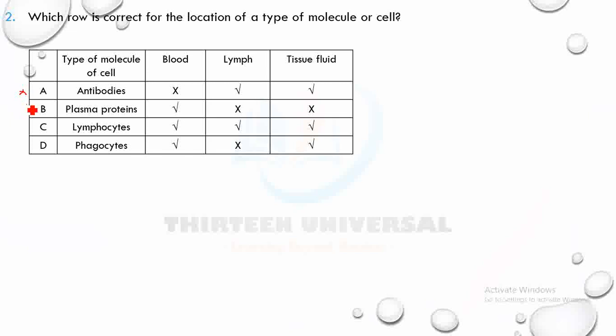Okay, B is wrong. When you take on C, lymphocytes are found in all of these. That's correct. Of course D is wrong because phagocytes are found in lymph. So the answer is actually C. Okay, they're all found in blood, lymph, and tissue fluid. Is that okay? So C is correct.